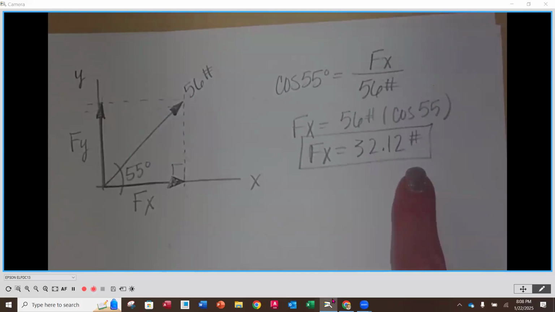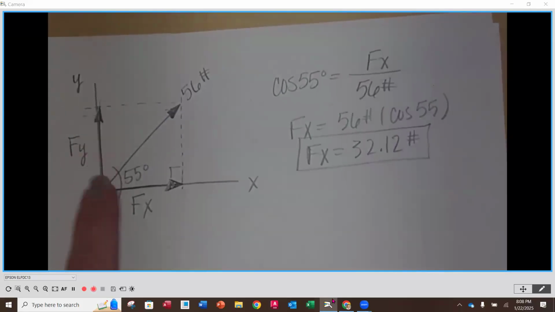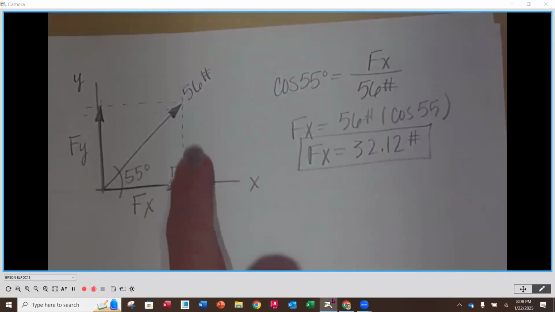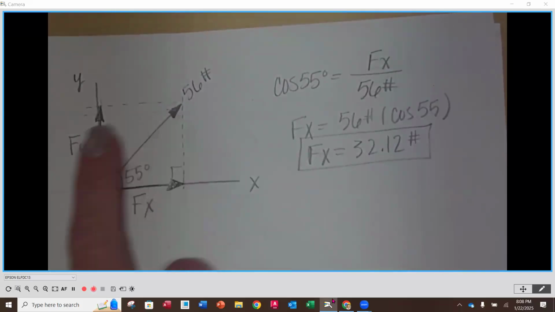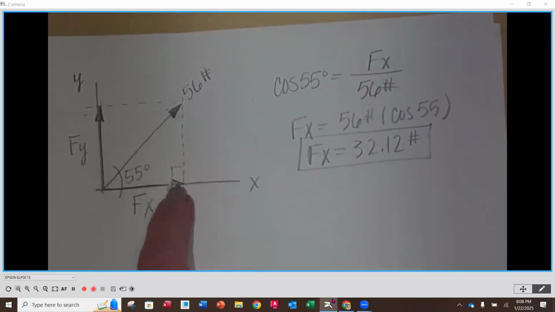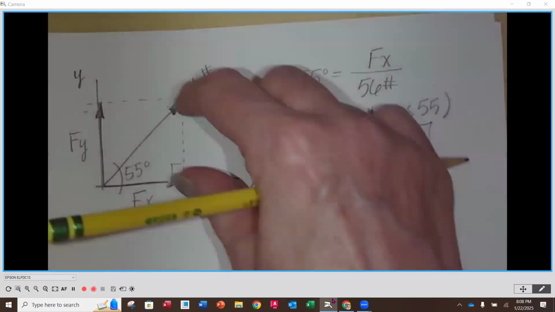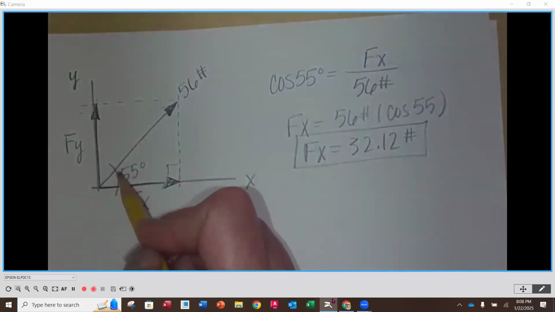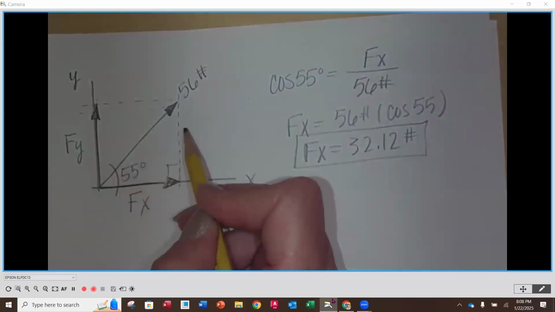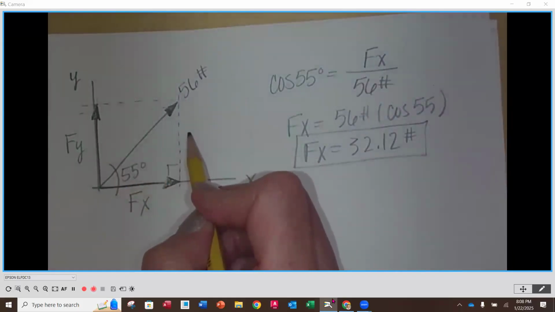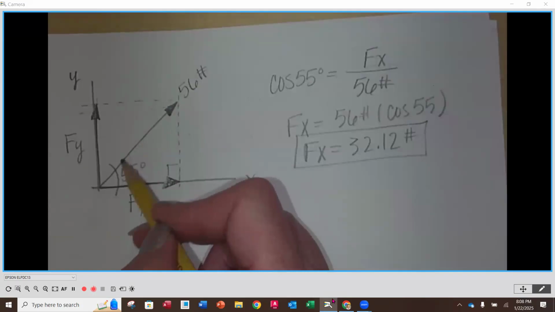Okay, let's do Fy. Fy is here. Now remember, we can imagine or equate it to out here, but it's not placed out there. So we're not drawing it off the axis. We're not drawing it out here. It's drawn here, but it's equivalent here. So if we know that we have 55, and if we look across, that would be the side opposite, right? And we know the hypotenuse.